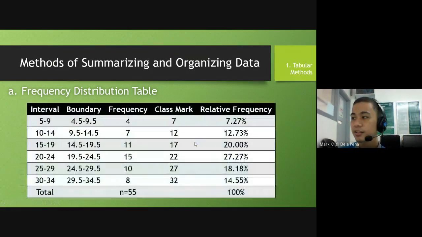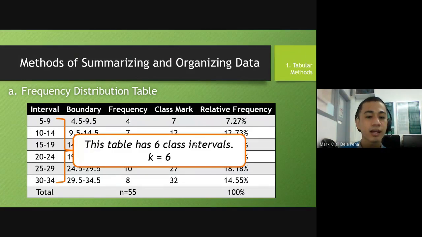Suppose we have this example. We will consider this table and identify the different calculated parts. For this table, we have 6 class intervals. You can identify the class intervals of the table based on the number of row classifiers. Here, we have 6 rows, which means we have 6 class intervals: 5 to 9, 10 to 14, 15 to 19, 20 to 24, 25 to 29, and 30 to 34.